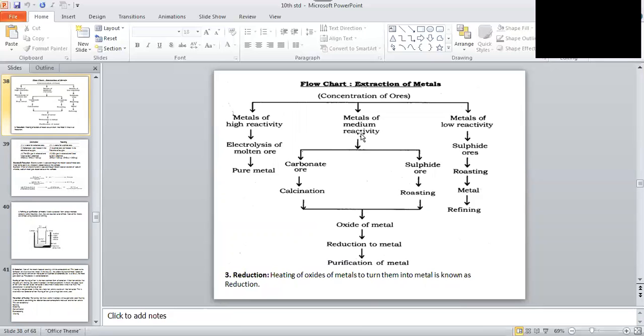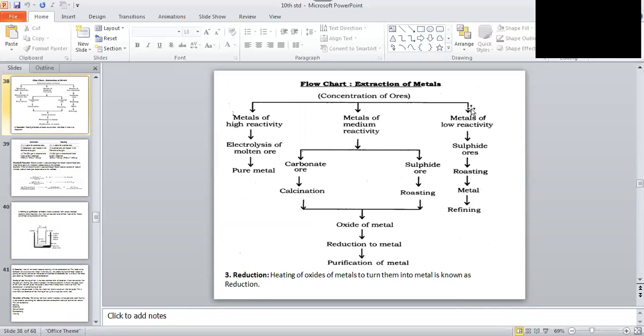Then metals with medium reactivity occur in the form of carbonate ore or sulfide ore. If carbonate ore, then calcination is carried out, which converts it into the oxide of the metal. Similarly, sulfide ore on roasting is converted into metal oxide. Metal oxide on reduction gives metal in the crude form, that is impure form, and then it is purified. That is the last step, called purification. It is also called refining.